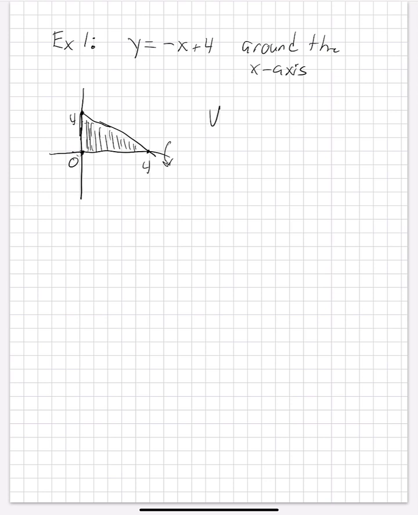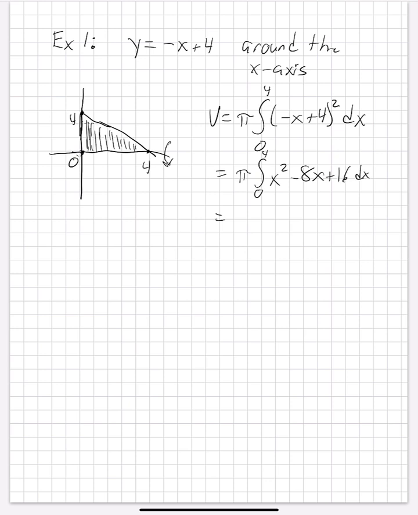So my volume will be equal to pi times the integral from 0 to 4 of negative x plus 4 squared with respect to x. Okay. So now I just do all my integration stuff here, so I need to expand this out. And when I do that, I get x squared minus 8x plus 16.